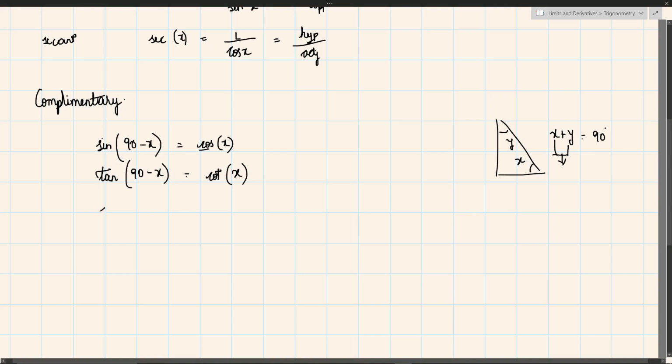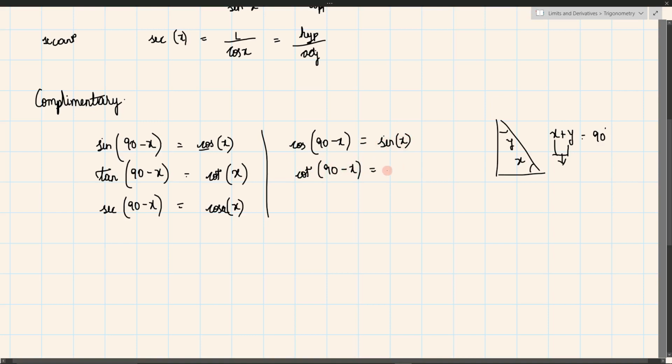Similarly, secant of 90 minus x is cosecant of x, and vice versa, that is cos of 90 minus x is equal to sin x, cot of 90 minus x is equal to tan x, and cosecant of 90 minus x is equal to secant x.